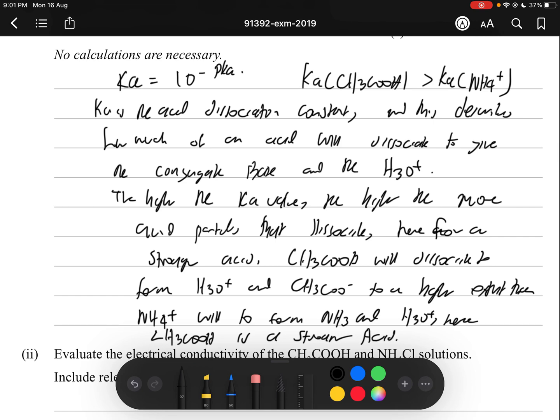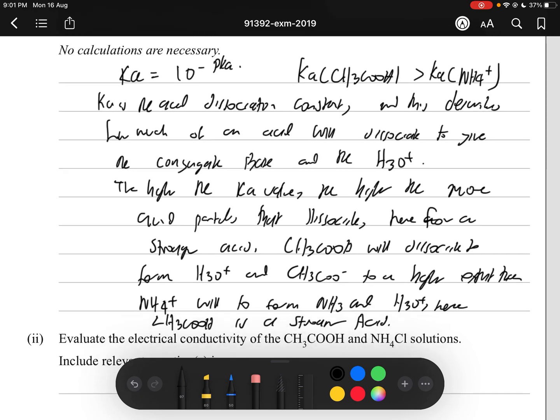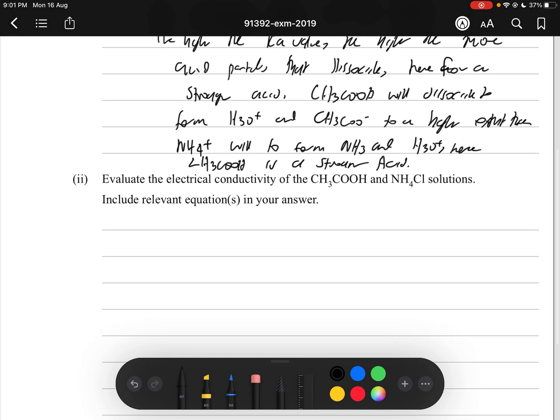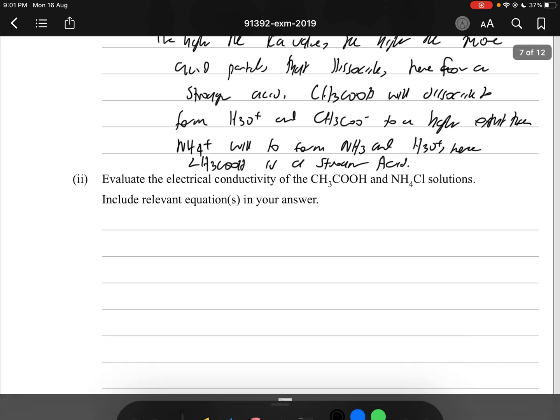Yeah, and that's all we need to say for this question, okay? So we can say that CH3COOH is the stronger acid. Next: evaluate the electrical conductivity of ethanoic acid and NH4Cl. So this is a pretty standard question.